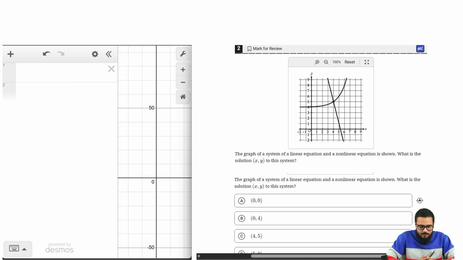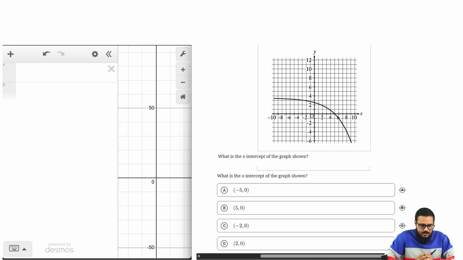The graph of a system of linear equations and a non-linear equation is shown. What is the solution x comma y to this system? Okay, so this is my solution right over here, the intersection point, and you can see the value of x at this intersection point is 4 and the value of y is 5. So I think answer option C should be the right choice for this question.